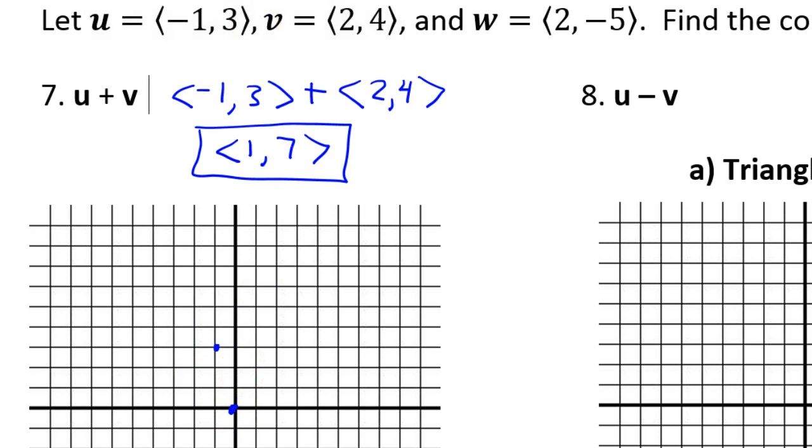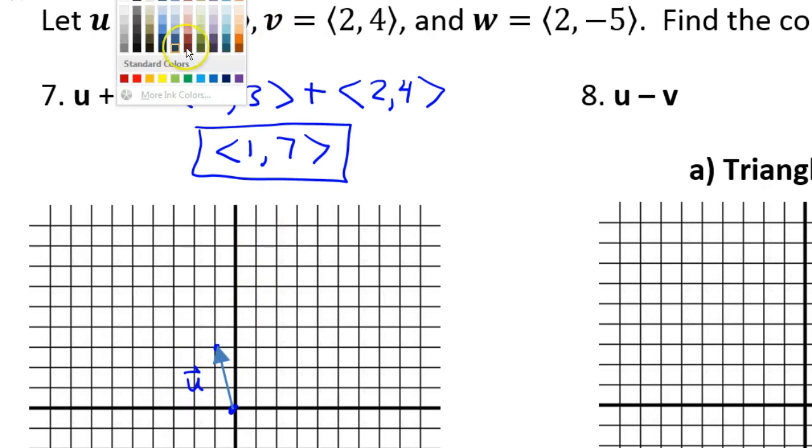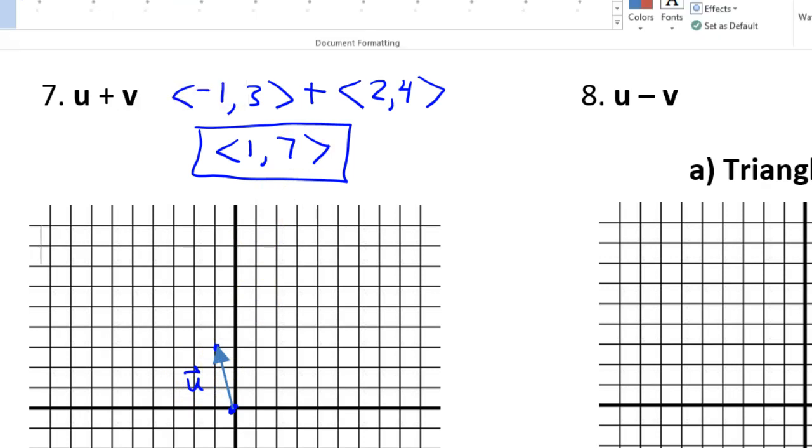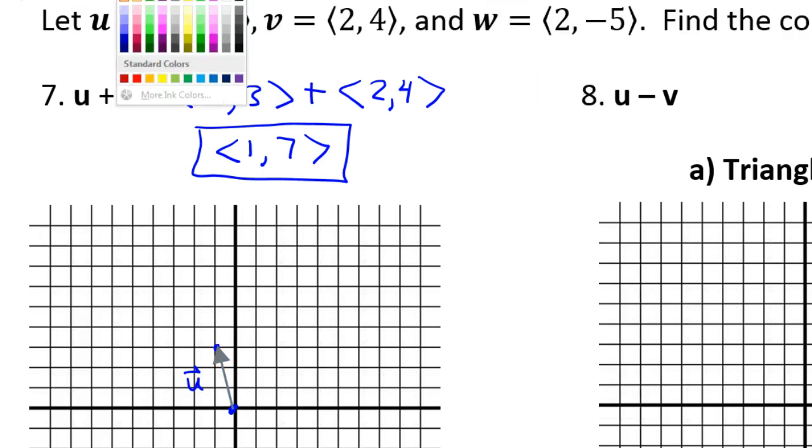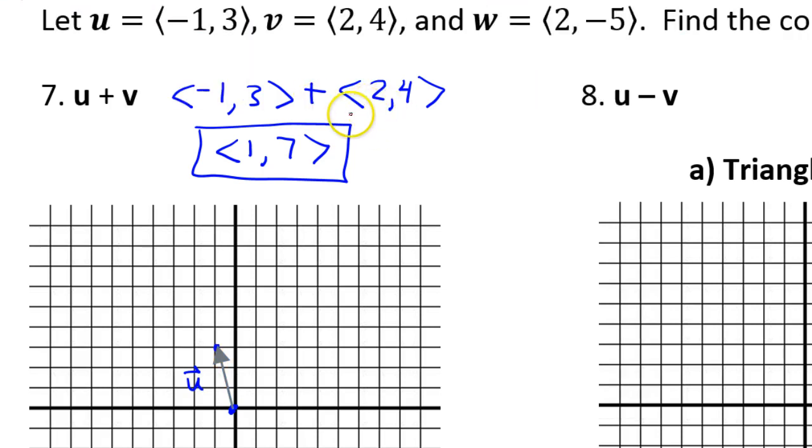So this would be a graph. Let me use my draw tools to try to keep things tidy if possible. Okay, so there is my vector u. Okay, now I'm going to do vector v. I need to change my color scheme though. Okay, vector v has components 2, 4.